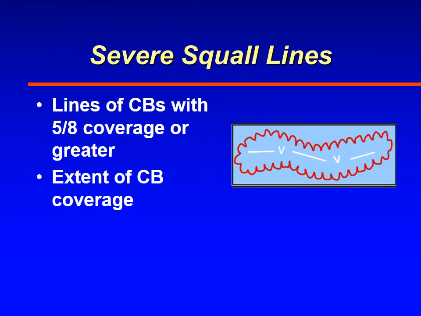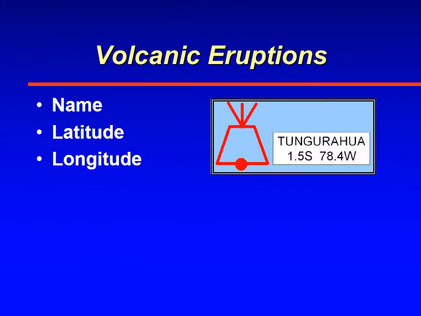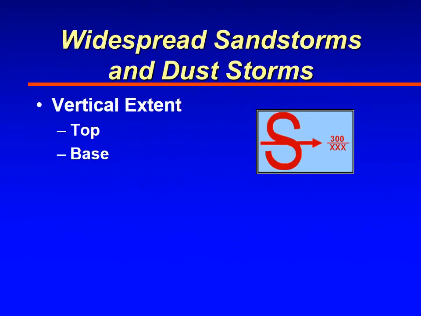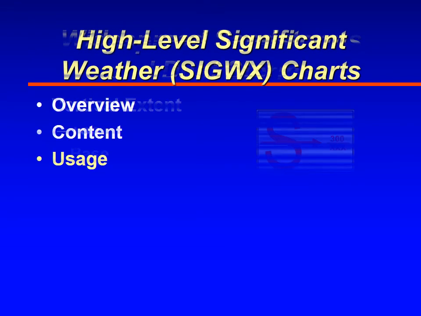And they also plot squall lines. They use a special symbol, which is a line with a V, and a squall line is lines of thunderstorms with 5/8 coverage or greater. Volcanic eruptions, they use the fez hat symbol to indicate locations of volcanic eruptions. And then sandstorms are also plotted on this. They give you the bases and tops of sandstorms.